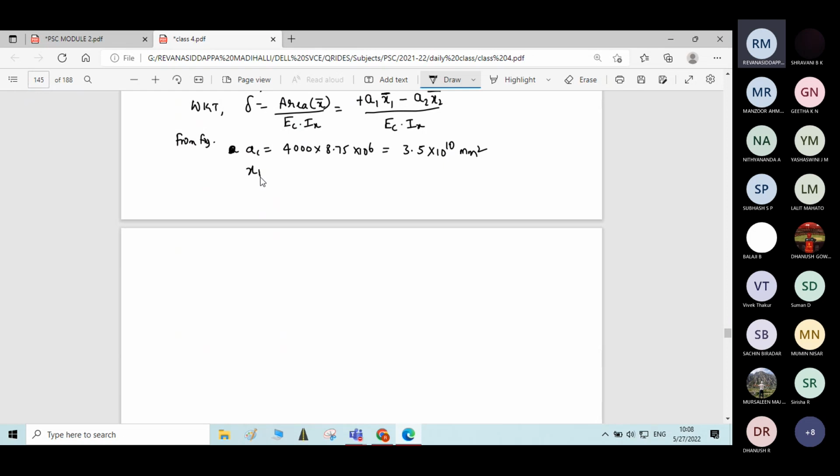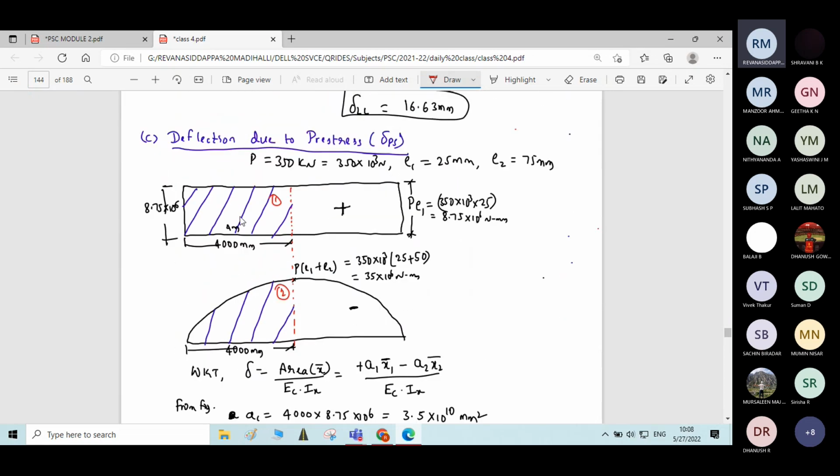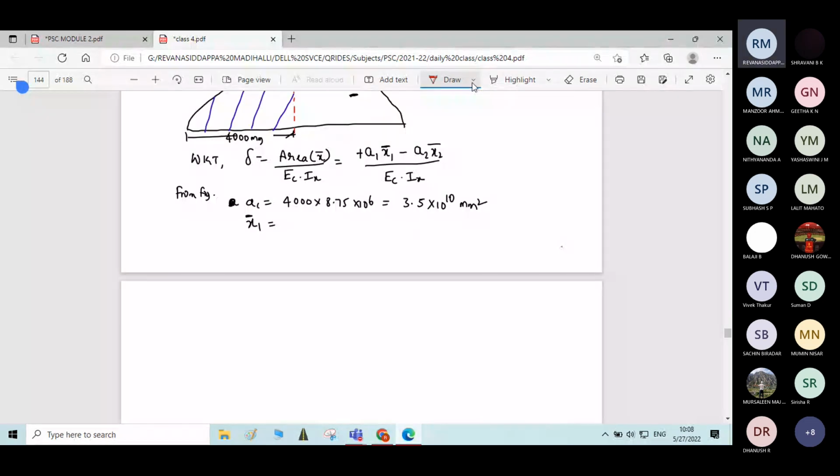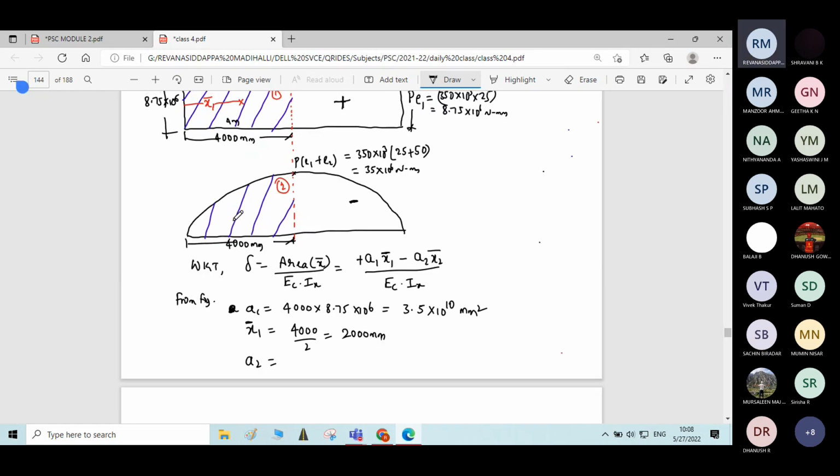Then x1 bar. X1 bar means what? X1 bar means distance of centroid of component 1 from nearest support. This is x1 bar. How much it will be? Total length divided by 2, 4000 divided by 2. Nothing but 2000 mm. Then A2, area of component 2 means area of parabola.